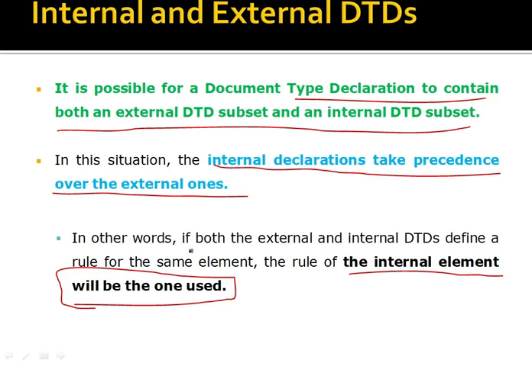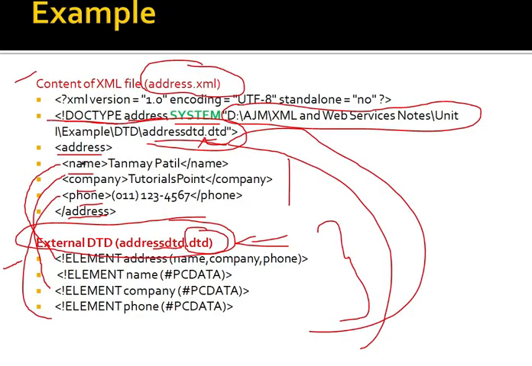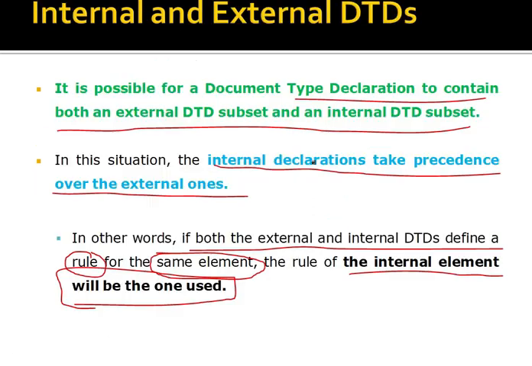In other words, if both internal and external DTD define a rule for the same element, for example an element name in the XML file, you may have an internal DTD and here also you have the declaration for name. What will happen if you have the definition for an element in two places? The internal one will take precedence, will have the highest priority, and will override the external definition.